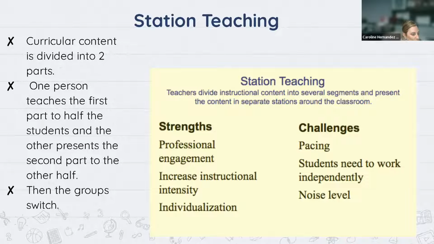In station teaching, which is one of my favorites, the curriculum content is typically divided into two parts. One person teaches the first half, and then the other might teach the second half, and then the groups switch. Sometimes you might see station teaching with even a third station where students are working on something independently and using time to practice their skills. It does increase instructional intensity, and there's a lot of ability to individualize. The one thing that's difficult is that when students need to work independently, if there's not an adult to monitor them, some students may get off task, and there also may be challenges with pacing or noise level in this particular model.